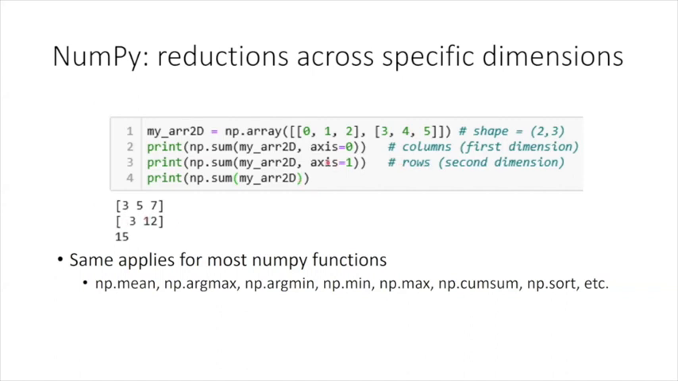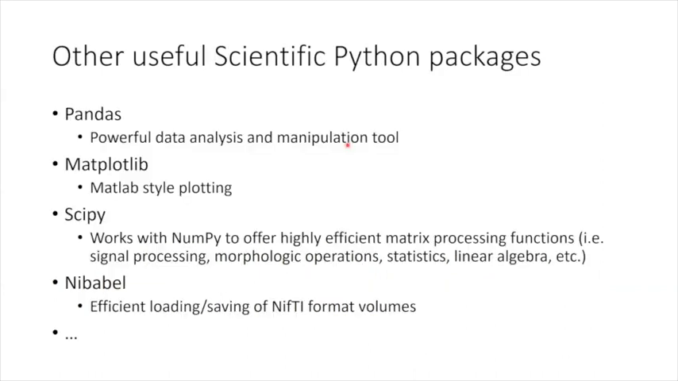And if we don't specify an axis variable, it assumes we want to sum the entire matrix, which is why we get a single value. And this applies for most NumPy functions: mean, argmax, min, max, cumsum, sort, etc. This axis variable is in most NumPy functions.